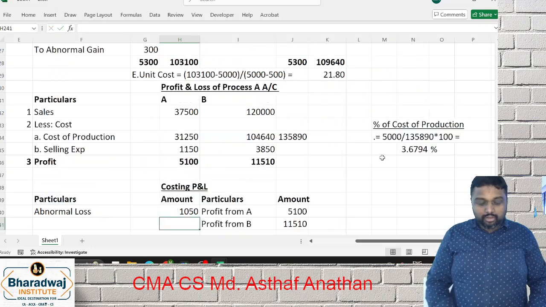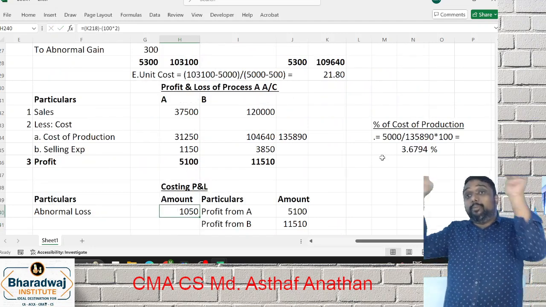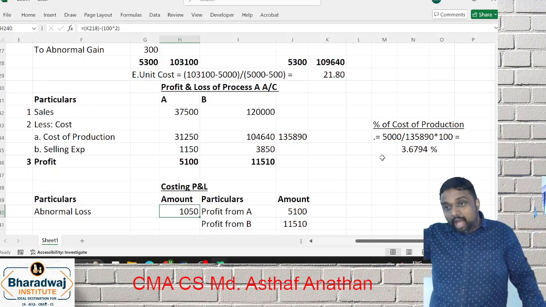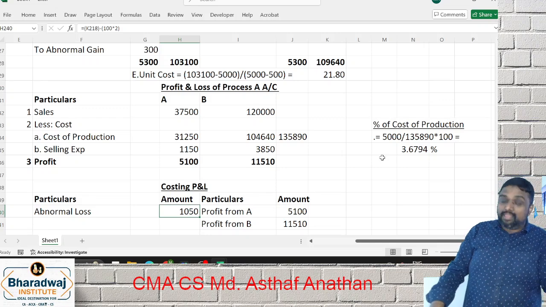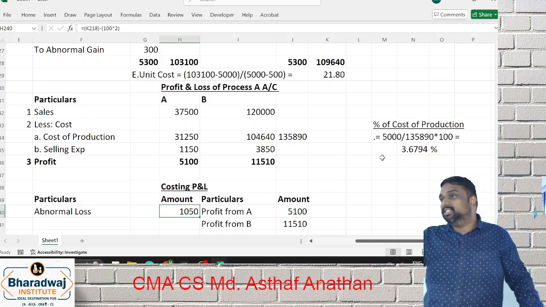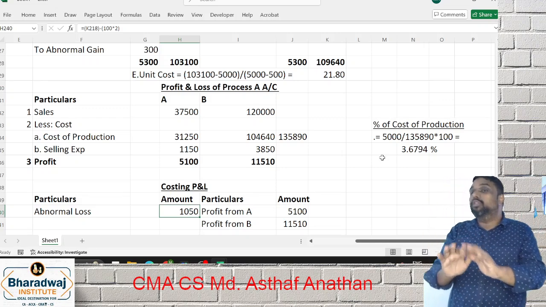Rupees. If you reduce, this is what abnormal loss. That means generally we'll prepare abnormal loss account. Do you remember? We prepare the abnormal loss account, process on one side, and another side is what? Cash. Balance only carry forward to what?